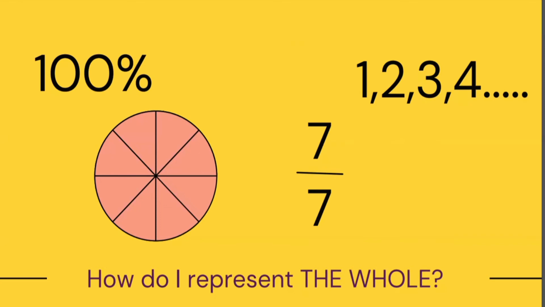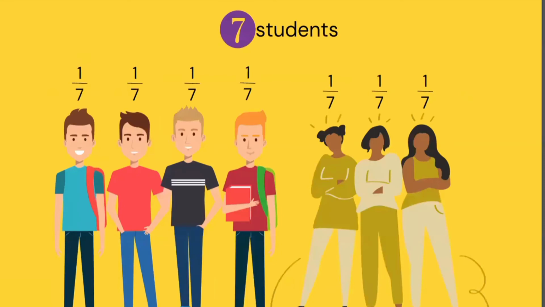Now the whole can also be any number. Maybe I have 1 cookie. Maybe I have 2, 4, 8. Whatever represents all the marbles you have, all the cookies you have, that number represents the whole.